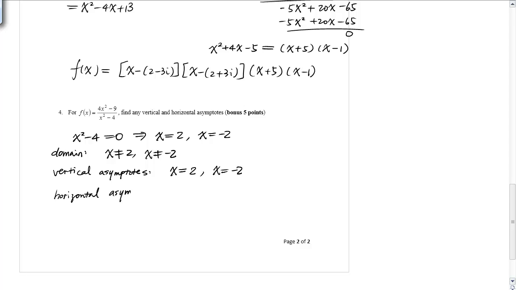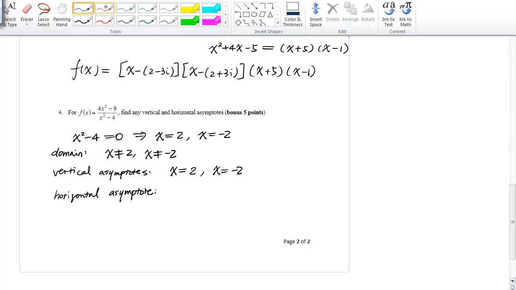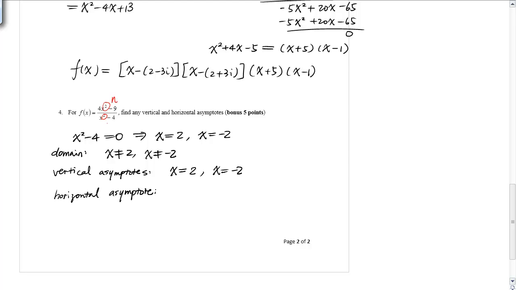To find the horizontal asymptote, we need to compare the degree of the numerator function and the denominator function. So we compare this one right here, that's our n, and this one right here, that's our m. There are only three rules. If n is smaller than m, then the horizontal asymptote is y equals 0. If n equals m, then the horizontal asymptote equals the quotient of the two leading coefficients. And if n is bigger than m, then the horizontal asymptote does not exist.